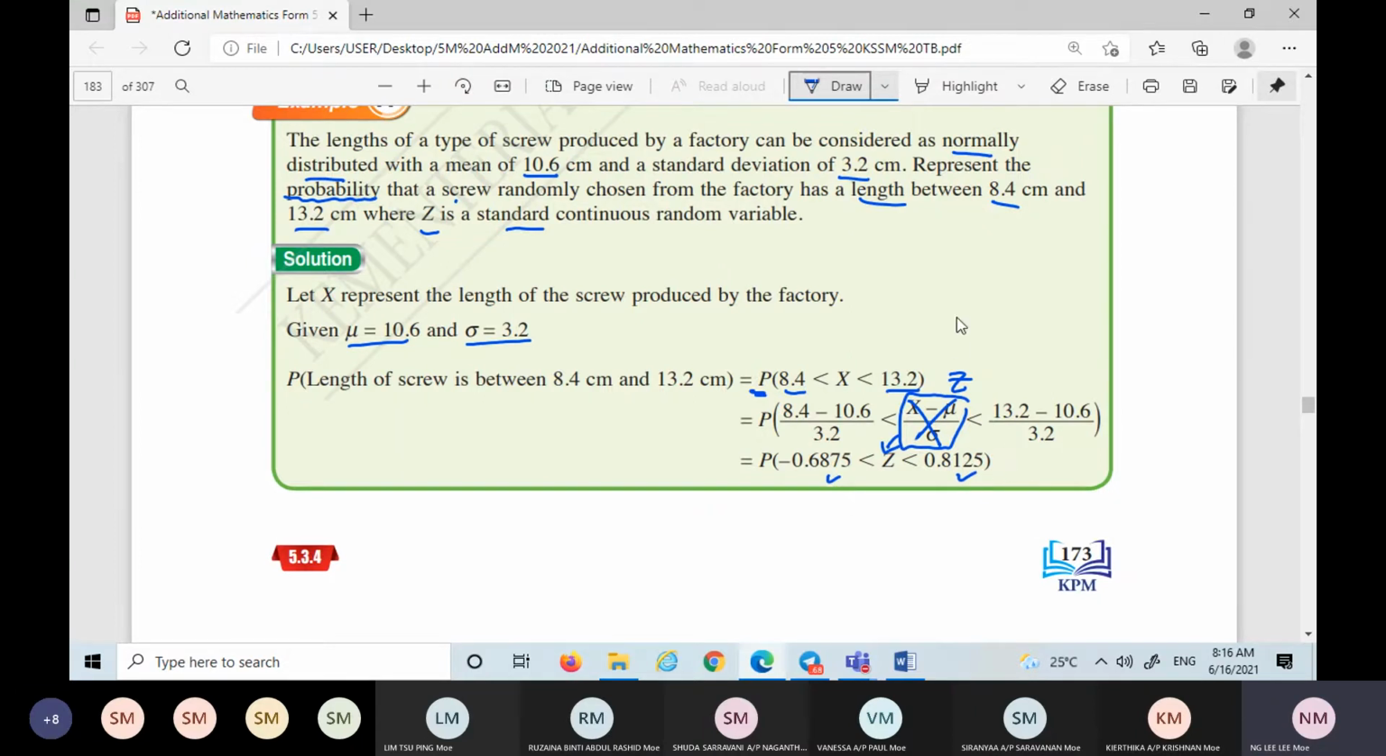For this example, it only wants you to write out the probability, to represent the probability in a Z score. So until here only we do, we do not need to proceed. Next we are going to learn how we get the value, the answer for this. After you change it into a Z score, how do we get the answer? From the table given.